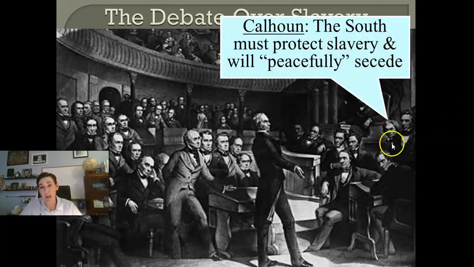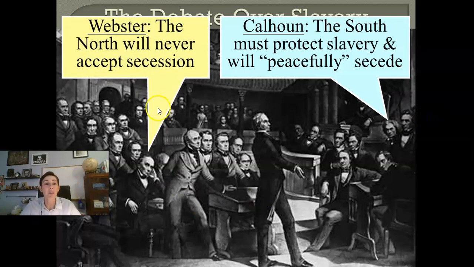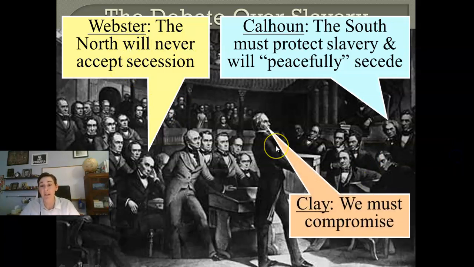So there's Calhoun over there, that little angry looking guy. The South must protect slavery and will peacefully secede. I don't know how you peacefully secede, but whatever. Then you've got Daniel Webster over here representing the North. The North will never accept any kind of secession. And then you've got Henry Clay right there saying, hey, come on, we've got to compromise. Let's come together on this. But obviously, when you look at these two perspectives, there's not much room for compromise there, right?